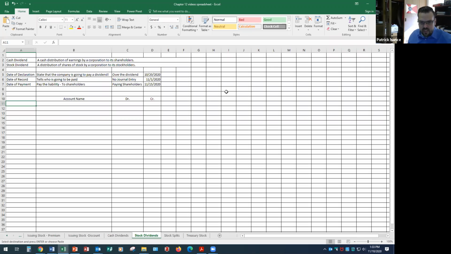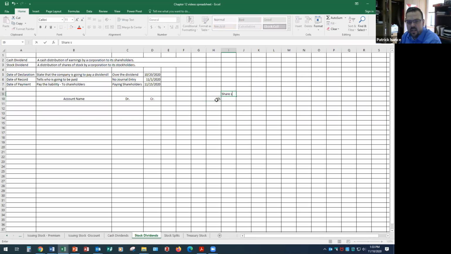So this company, they gave us information. We got a common stock with a $20 par, and there's 2 million shares issued. Paid in capital in excess of par is $9 million, and retained earnings is $26.6 million. So it says on December 15th, Hendricks declares a stock dividend of 5%. When it says a 5% stock dividend, that is a percentage of the shares outstanding.